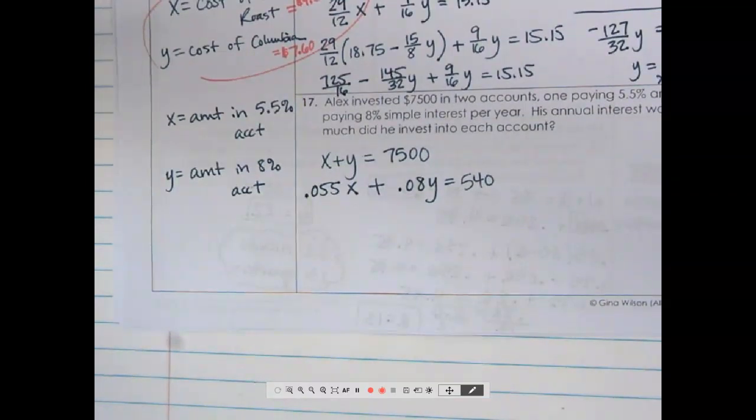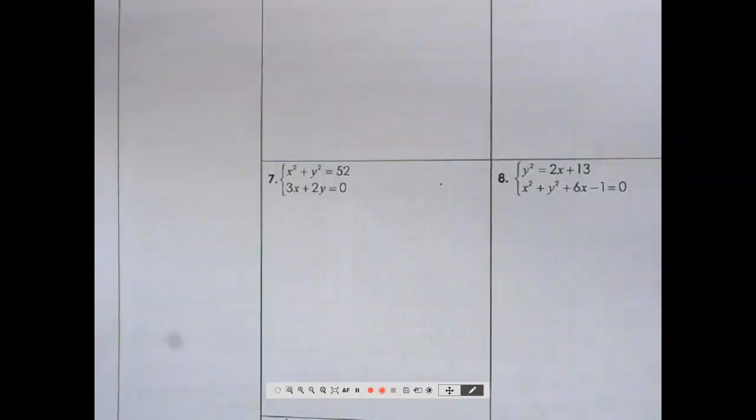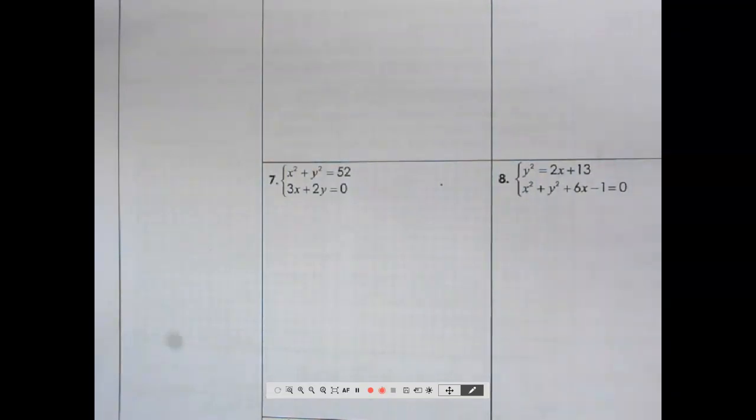This one's probably another good one for substitution. Solve for X or Y in the top equation, plug it into the second. Think you're okay with that? All right, we are going to do a couple more of these at the end, and then I'm going to set you free and let you work on some stuff here. Go to the very back page. We're going to do 7, 8, and 10 real quick.